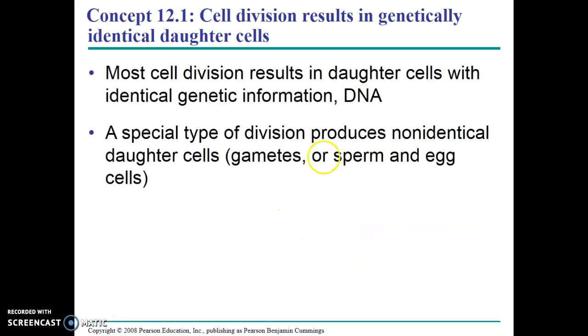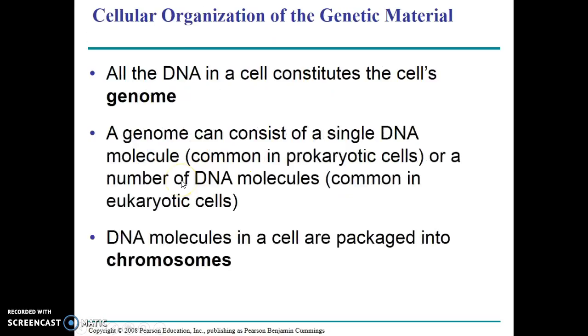Cell division results in genetically identical daughter cells. Most cell divisions result in daughter cells with identical genetic information, which is DNA. A specific type of cell division produces non-identical daughters, for example the gametes, the sperm and the egg of a female.